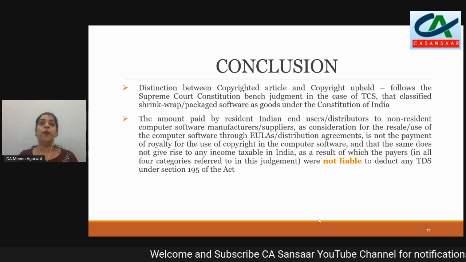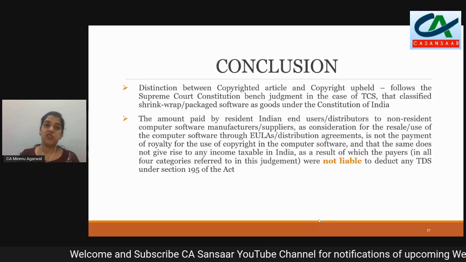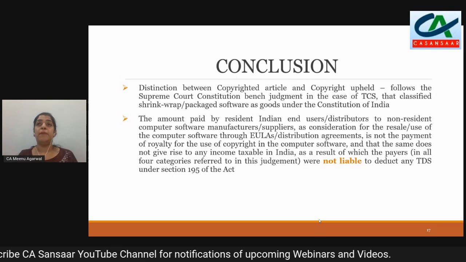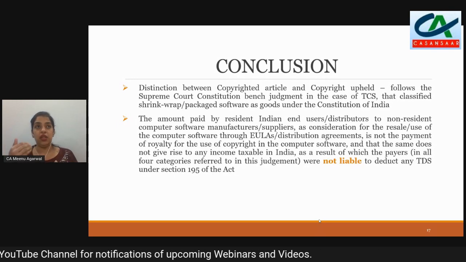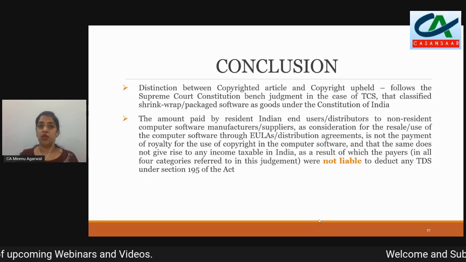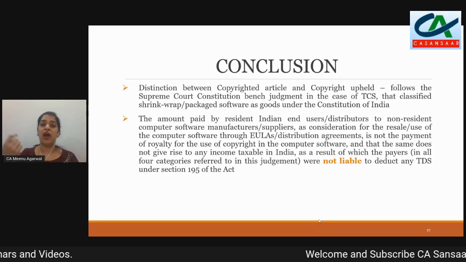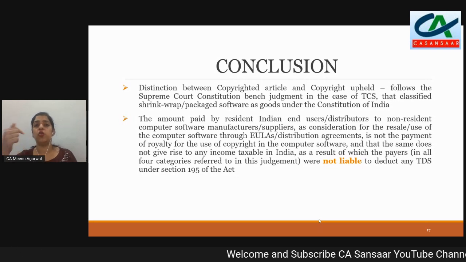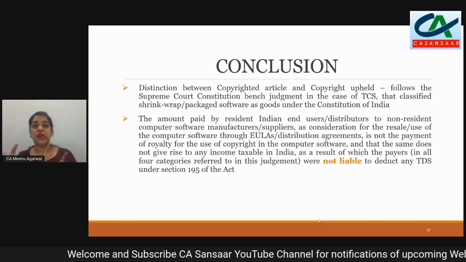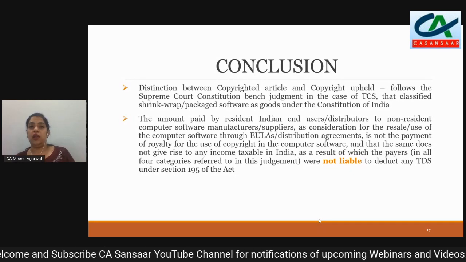For example, what was discussed in this judgment was with respect to shrink wrap software or the canned software. But what happens in the current scenario where everything is digital? Even if I need computer software, I get it on my email ID and just need to click and download it on my computer. So whether this will be treated as a copyright or a copyrighted article.